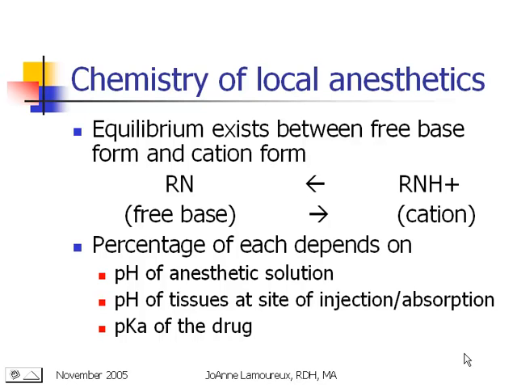As I mentioned, when we have drugs in solution, there's going to be an equilibrium, or a ratio, that exists between how many free base molecules we have and how many positively charged cation molecules we have. This number is important because it helps determine how fast the drug works, how long it works, and the overall effectiveness of it. How many of each of these different types of molecules we have depends on three different things. What's the pH of the anesthetic solution to begin with? What is the pH of the tissues into which we're putting the local anesthetic? And something called the pKa of the drug itself.